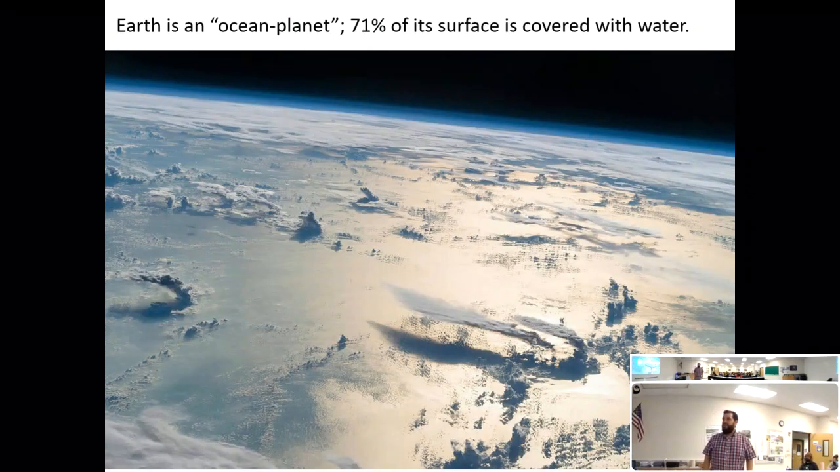Okay, so Earth is an ocean planet, so 71% of its surface is covered with water. We already talked about that. Make sure you know that number because that's on the test, and it's probably on the final exam too. So make sure you know that.